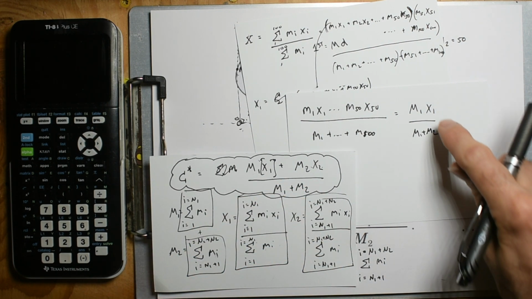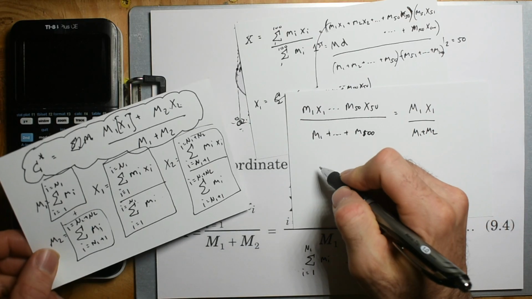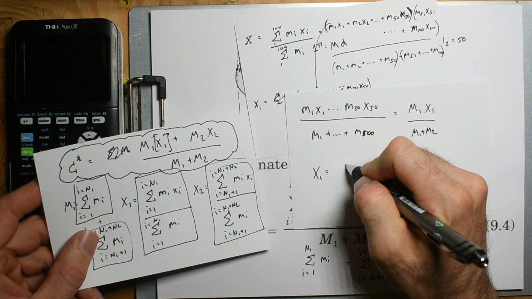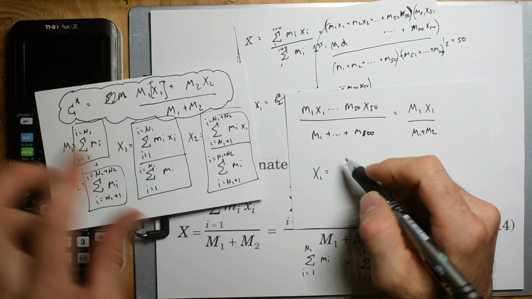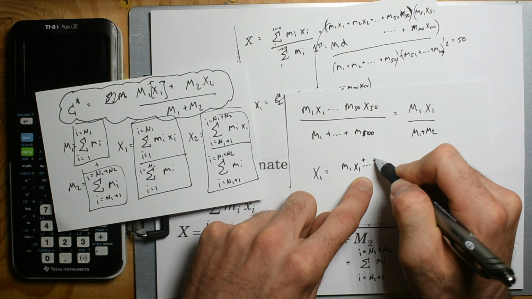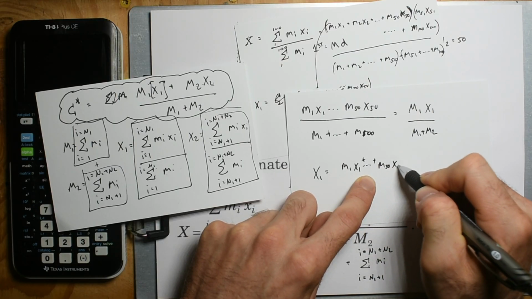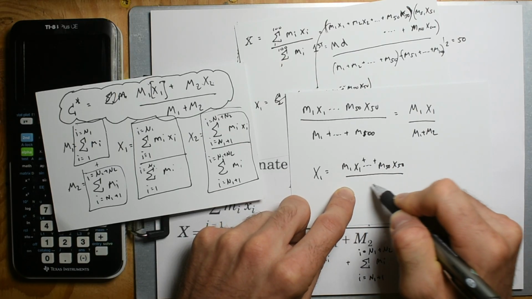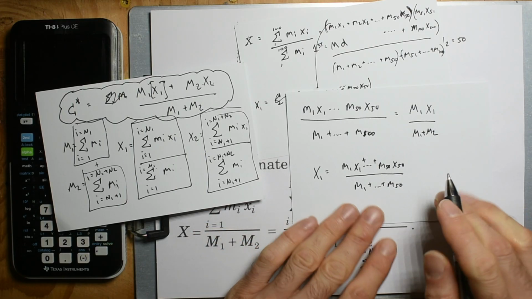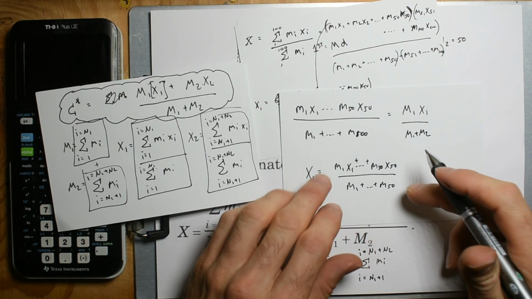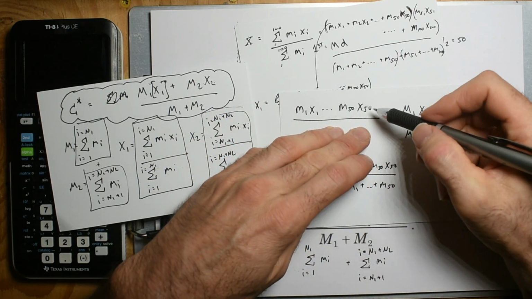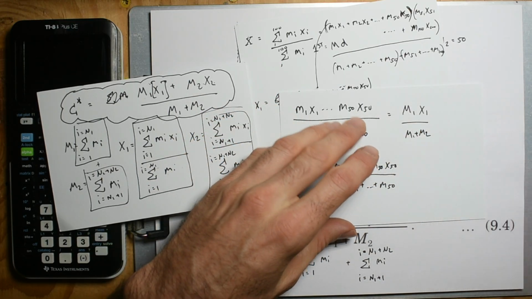Alright. But this x1 term, that's the kicker, because that x1 term is going to be the summation. So it's going to be m1 x1 plus m50 x50 divided by m1 plus all the way up to m50. And so this I don't have right there. I mean, I just have that part.